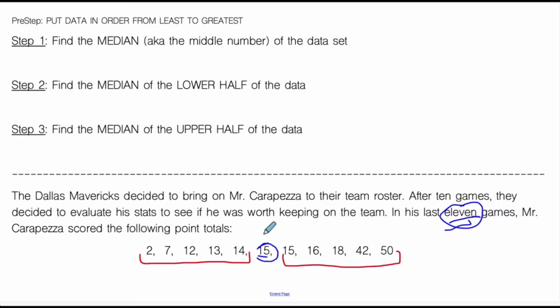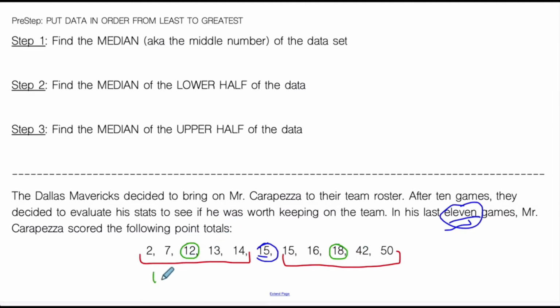So my median, my actual middle number that cuts the data set in half, is 15. And then I'm going to find the middle of this and the middle of this. So the middle of the lower half is 12, and the middle of the upper half is 18. How'd I find that? There's 5 numbers in the lower half, and there's 5 numbers in the upper half. 12 is in the middle of those 5, and 18 is in the middle of those 5. And there we go. We've broken it into fourths.